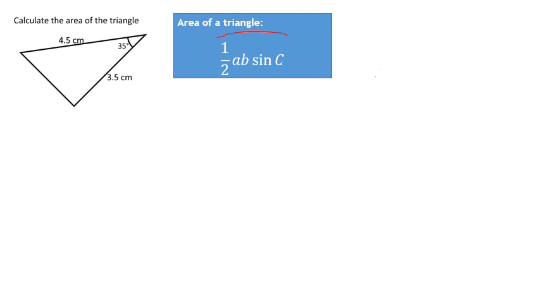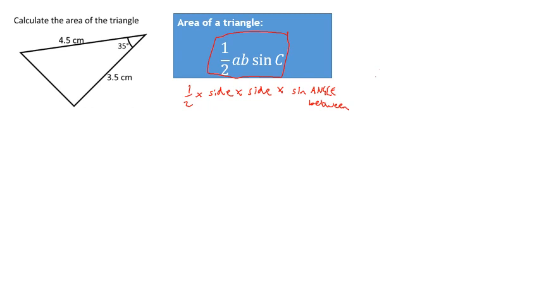Instead, we use this formula, half AB sine C. And all that means is half times A, which is a side, times another side, which is B, times sine of the angle between them. This will make more sense once we've looked at this first example here.